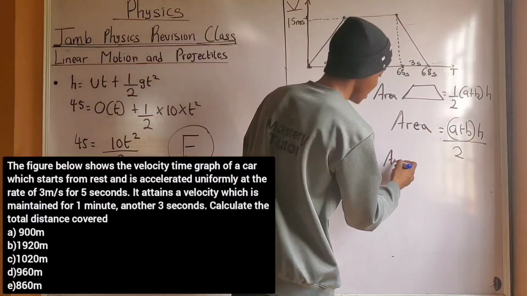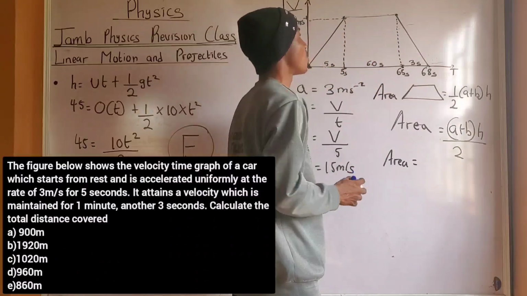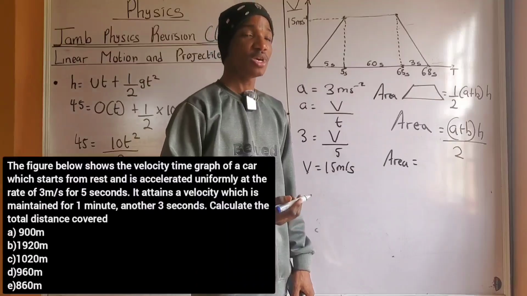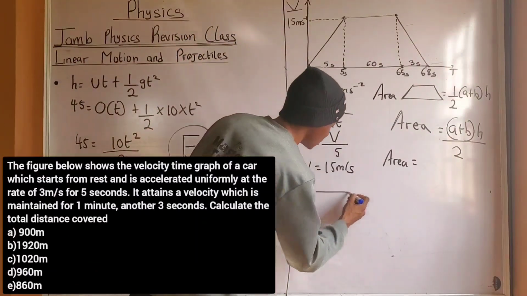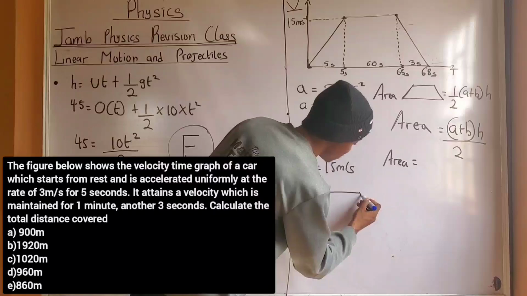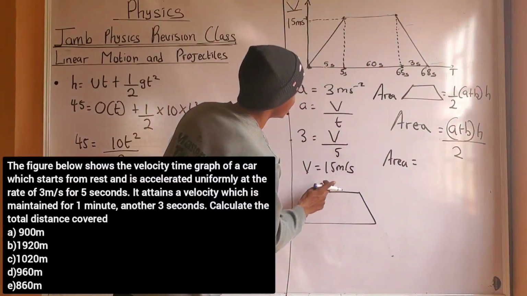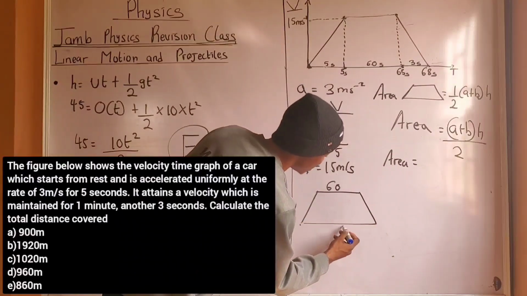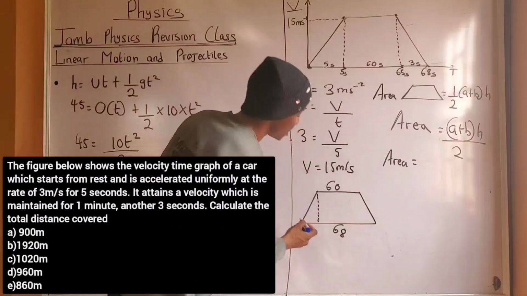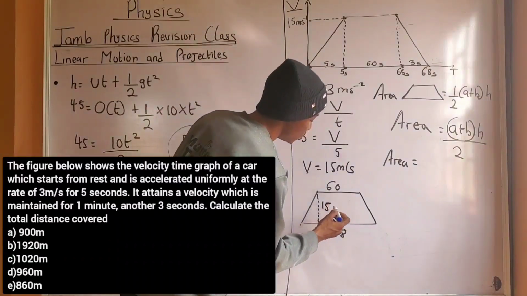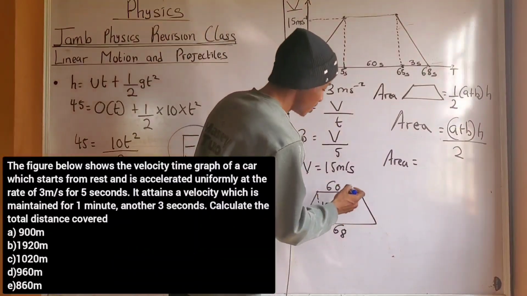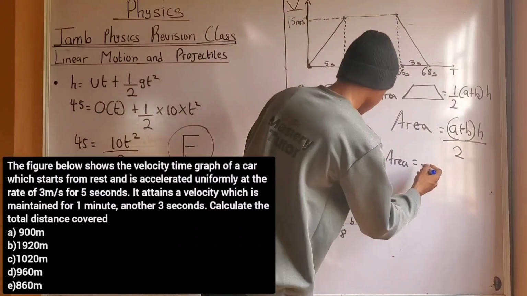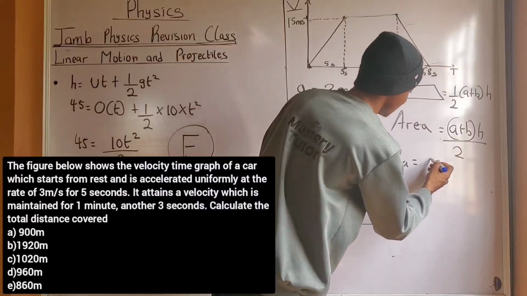So let's proceed. Area is equal to, now a and b are the parallel sides of the trapezium, because if I want to bring out this diagram, I'm going to have something like this, right? Where this is 60 seconds, and the total time from this point to this point is 95. And the height, which is the velocity that it attained, is 15. Do you understand it now? So let us substitute. This one is A, this is B, and this is the H. Are you getting it? So A is 60.